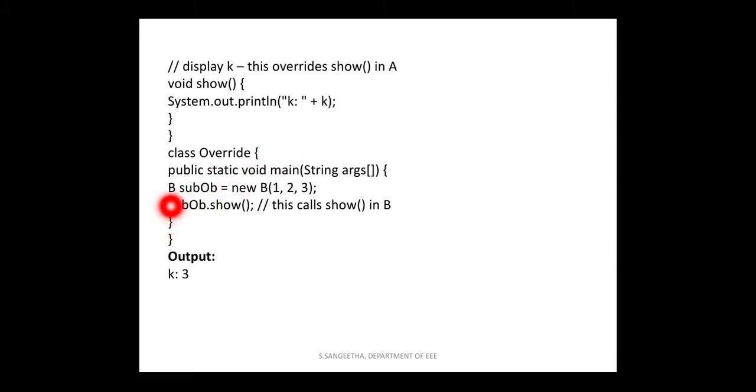So in class Override, B subOb is equal to new B(1, 2, 3), which means int a is equal to 1, int b is equal to 2, and the value of c is 3. So here k is equal to c means the value of k is 3. So subOb.show means this will call show in B. The output will be only k is 3, and it will not display the i and j values, because the method overriding process goes on in this example.